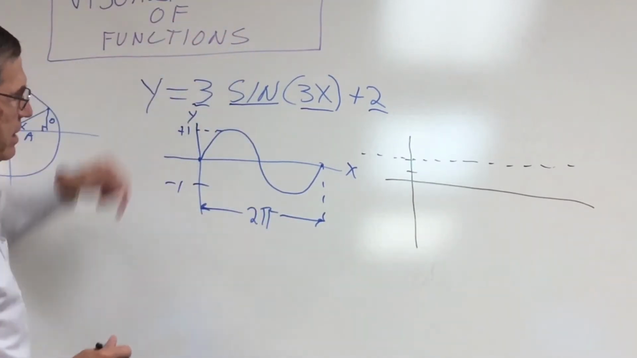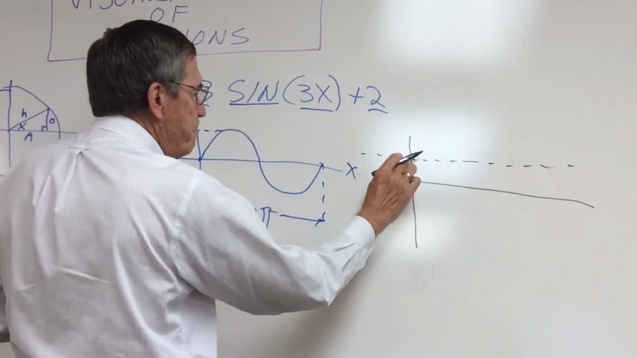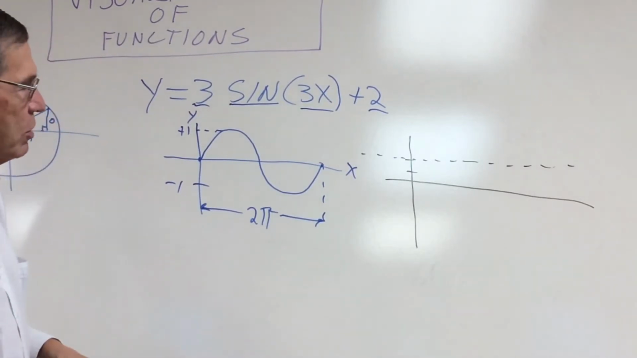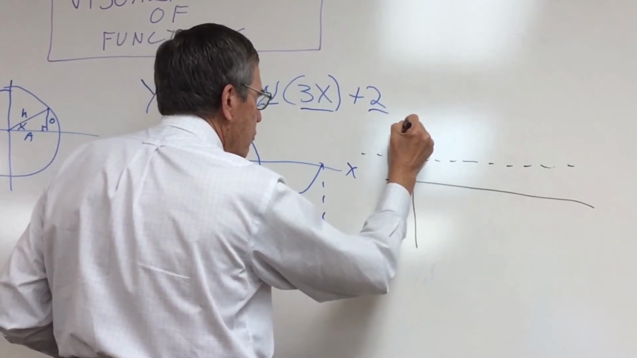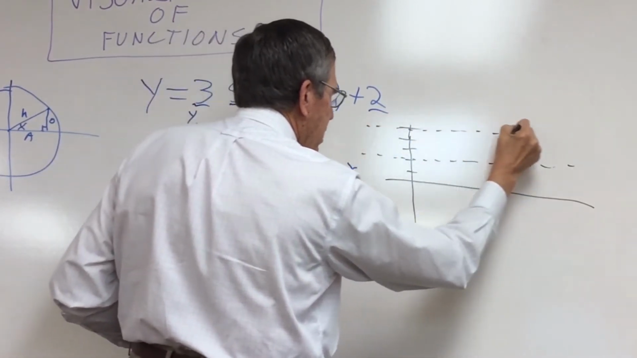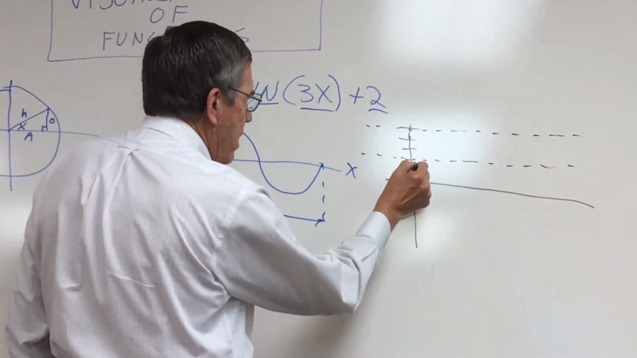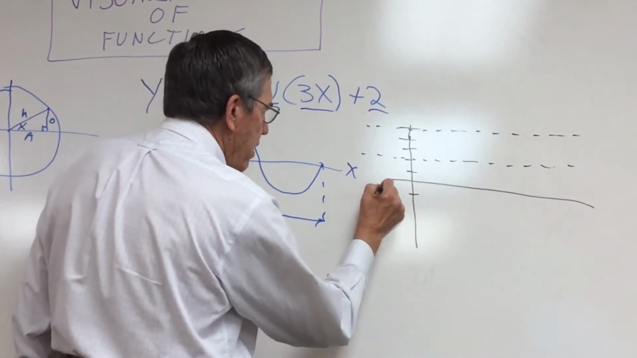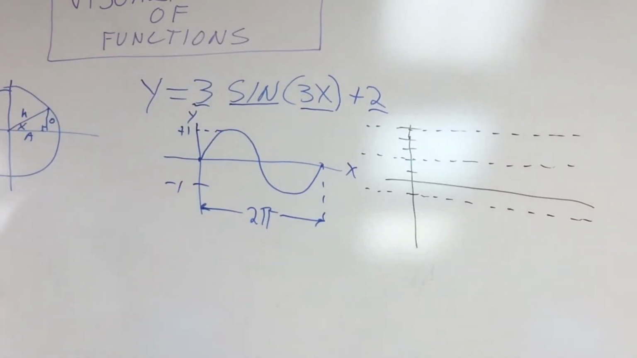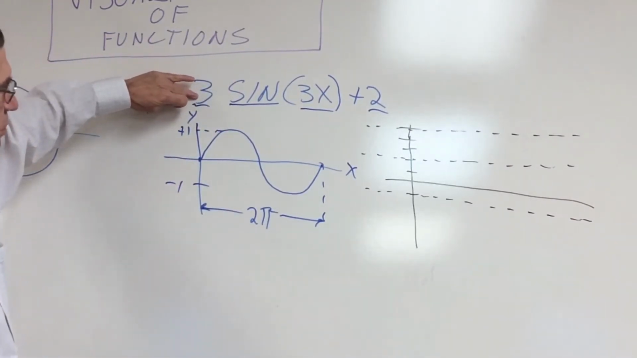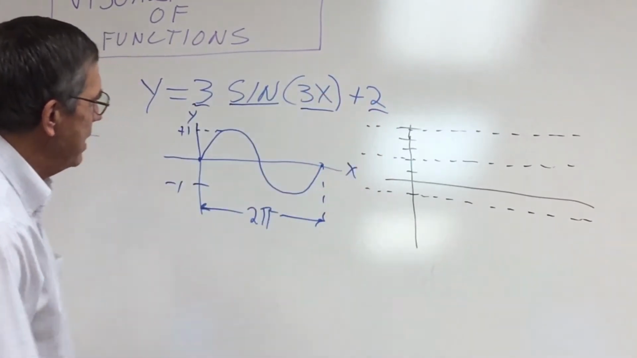Now this 3 tells me that the highest value is going to be 3 units above my new horizontal axis. So I'm going to go up 3 more units, 1, 2, 3, and I'll draw another dotted line there, and the function will not go above that. I will then come down 1, 2, 3 units, and I'll draw another dotted line, and I will say that the function will never go below that. Okay? So I've taken this into account, the amplitude. I've taken the vertical displacement 2 into account by moving the axis up.